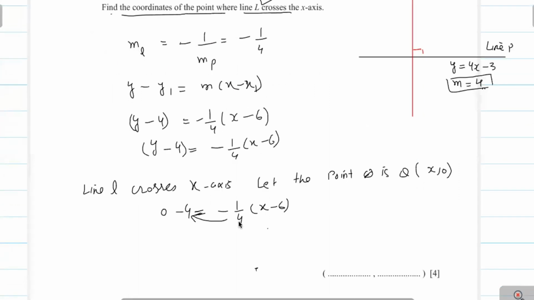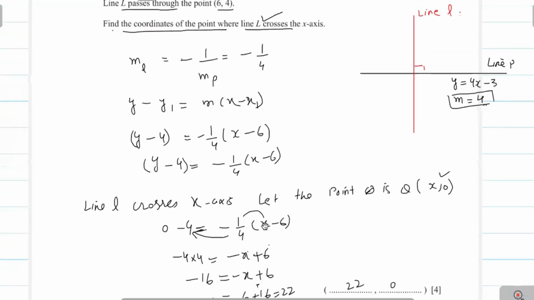We shift the 4 from the right to the left side. Therefore, -4 multiplied by 4, and we open the bracket: minus x plus 6. Therefore, -16 equals minus x plus 6. And we can write it as x equals 6 plus 16. This will be equal to 22. Now the x coordinate is 22 and the y coordinate is 0 because the line crosses the x-axis, and this is the answer.